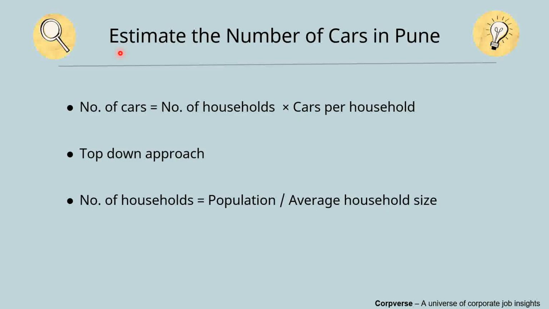Now, let us solve a guesstimate which was asked in one of the ZS interviews. So, here we have to estimate the number of cars in Pune city. We can estimate this number of cars by using the following formula, that is the number of households into cars per household, right? Now, to arrive at this, we first need to estimate the number of households in Pune city, and this can be done using the top-down approach, that is by taking the city's population and dividing it by the average household size, right?